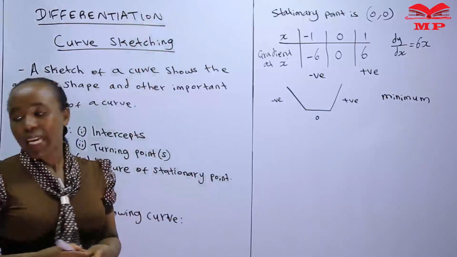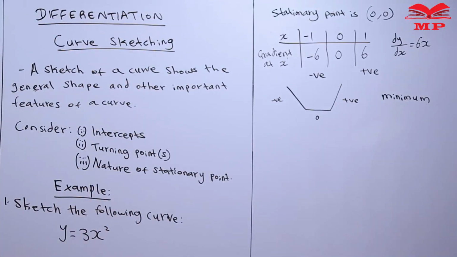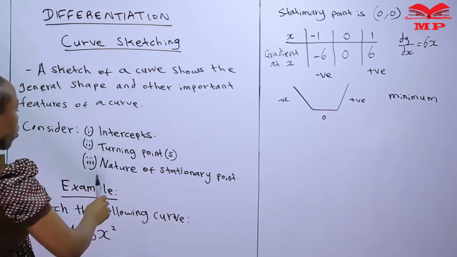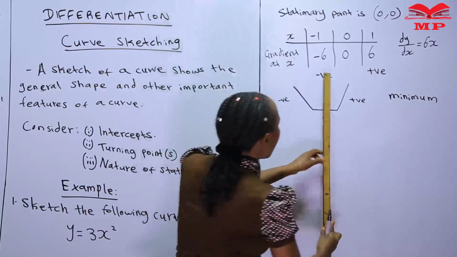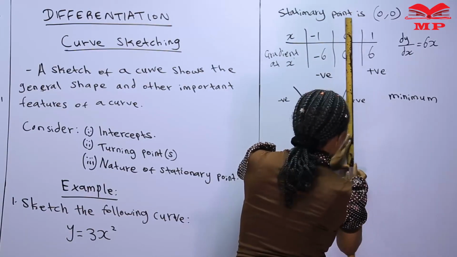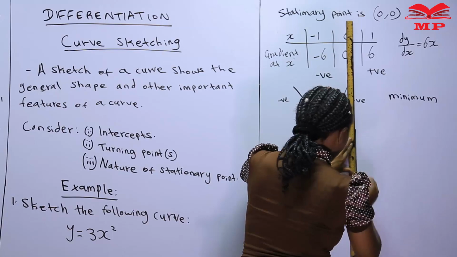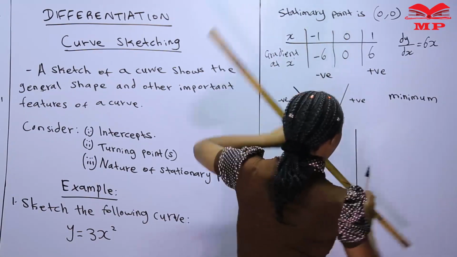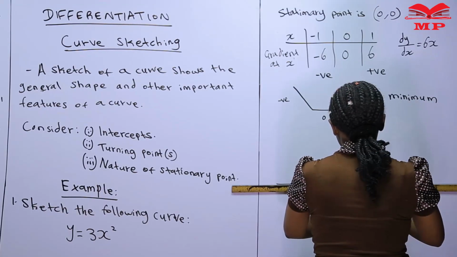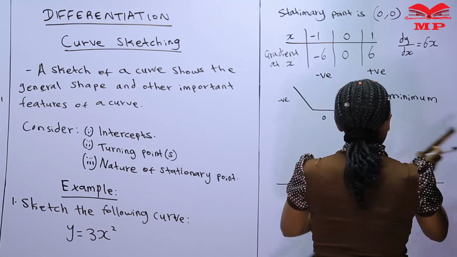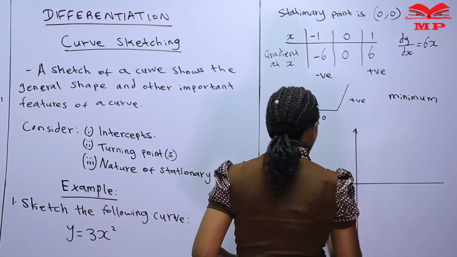Now we can come and sketch that curve. We already have the intercepts, this one and this one. We already have the turning point, which is (0, 0). We also have the nature of the stationary point, which is a minimum. So we just come and sketch now. We've said you can even sketch on plain paper, because a sketch only shows the general shape of the curve and any other important feature on that curve.